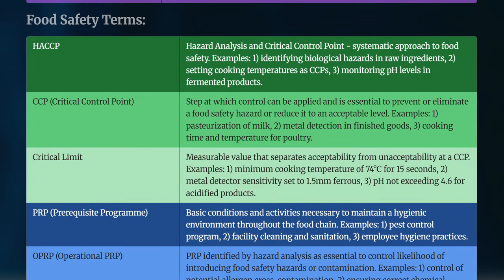The other term in food safety is CCP. CCP means Critical Control Point, which is a step at which control can be applied and is essential to prevent or eliminate a food safety hazard or reduce it to an acceptable level. Example of CCP have pasteurization of milk, or metal detector in finished goods, or cooking time and temperature for poultry. Those are considered CCP. And then you have critical limits.